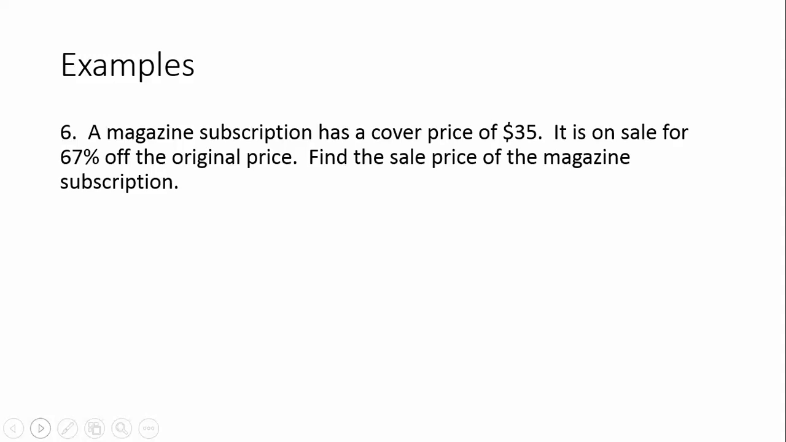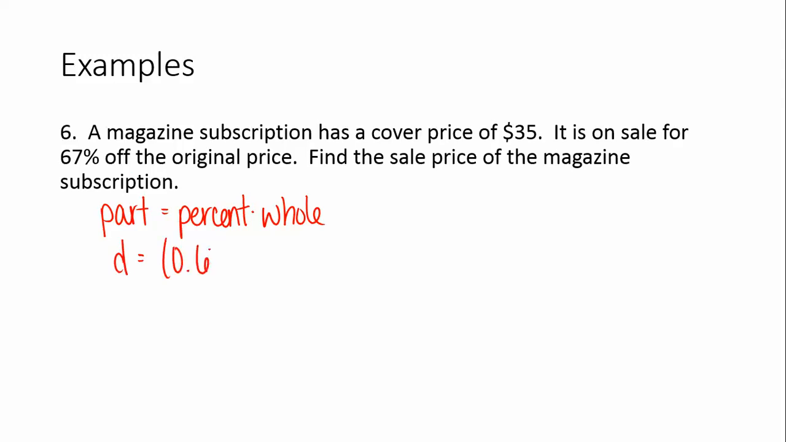Last example, we have a magazine subscription that has a cover price of $35, but it's on sale for 67% off the original price. Find the sale price of the magazine subscription. So we're going to use our part equals percent times whole. Again, the discount, the amount off, is going to be equal to 0.67 times the $35 original price. So we do 0.67 times 35, and we get $23.45.